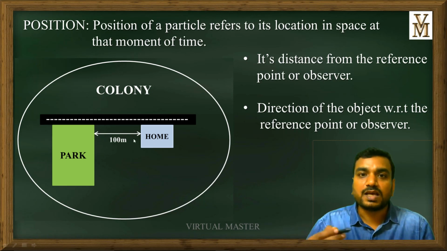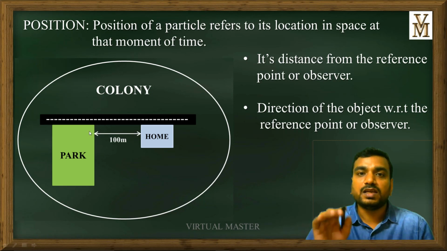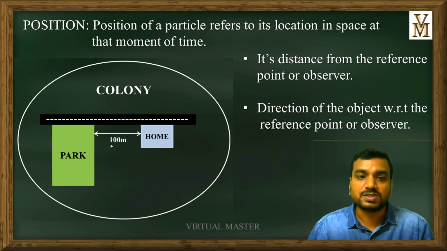Now, if someone asks you the address of your home, how are you going to explain it? How are you going to tell the address of your home? We will say that in our colony there is one park. On the right side of the park, our home is located at a distance of 100 meters.